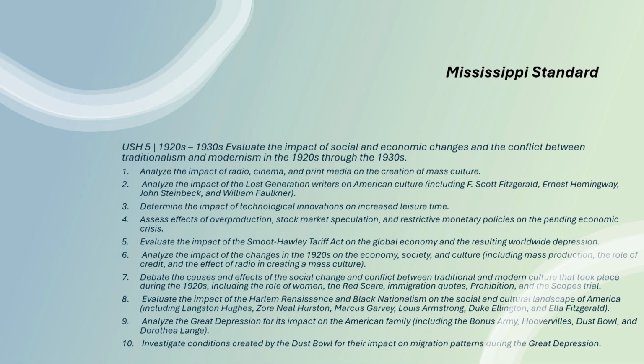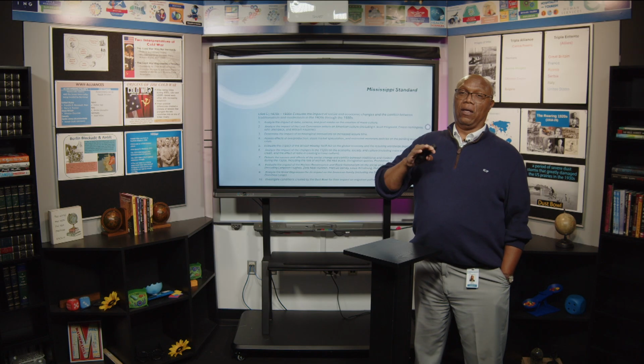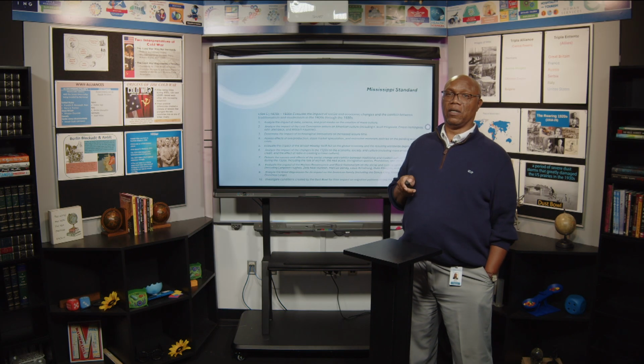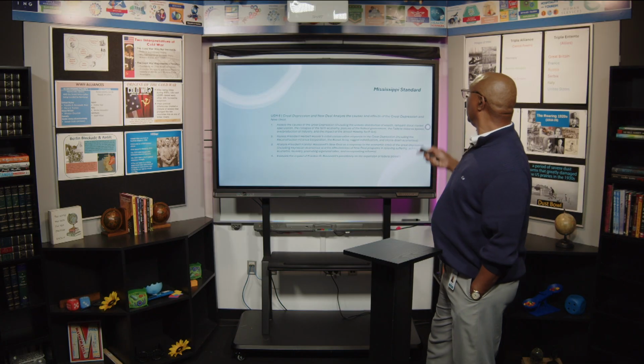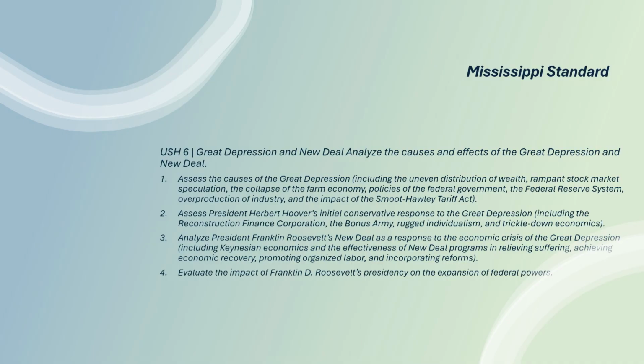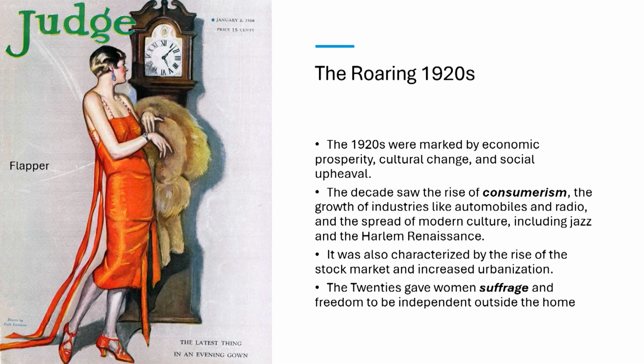What we'll do is look at U.S. History Standard 5, the 1920s and the 1930s, hence the 20s, the Depression and the New Deal. It says evaluate the impact of social and economic changes and the conflict between traditionalism and modernism in the 1920s through the 1930s. So what we're going to attempt to do is give you some of the highlights in terms of the changes in America, in terms of the way that we view things, especially when you look at the 20s and the 30s. All right. And we're also going to look at standard number 6. Standard number 6 is Great Depression and New Deal: analyze the causes and effects of the Great Depression and the New Deal. All right, we're going to start with the Roaring 20s.